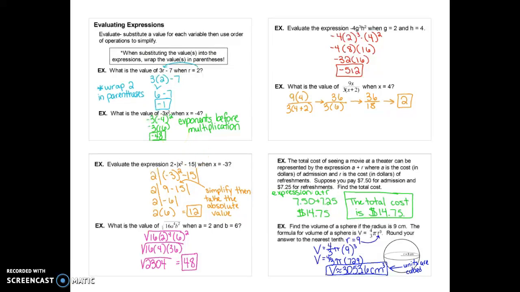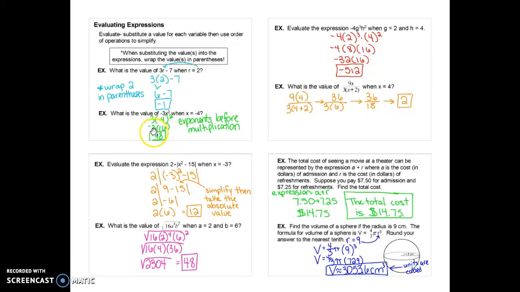Now again, you're going to follow order of operations. So exponents have to come before multiplication, which means you need to take negative 4 squared first. You cannot multiply negative 3 times negative 4. Right, that is not following order of operations. So negative 4 squared gives us a positive 16.